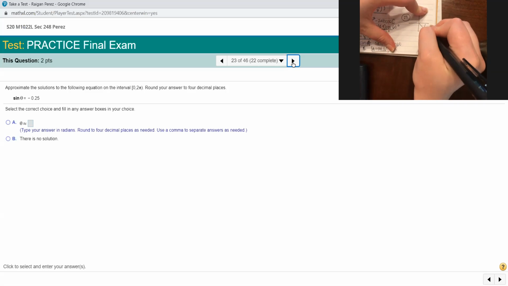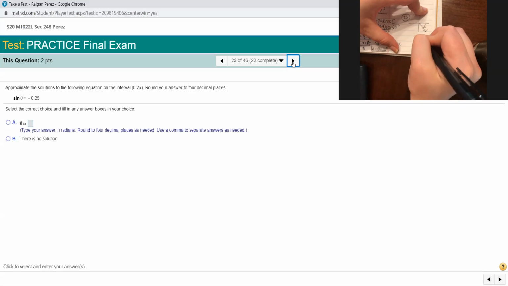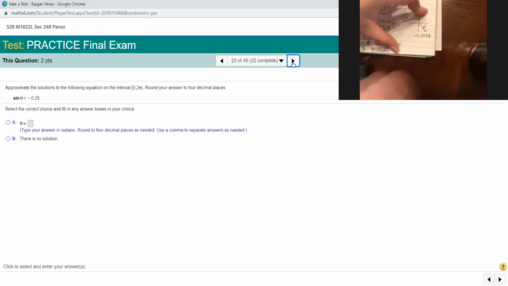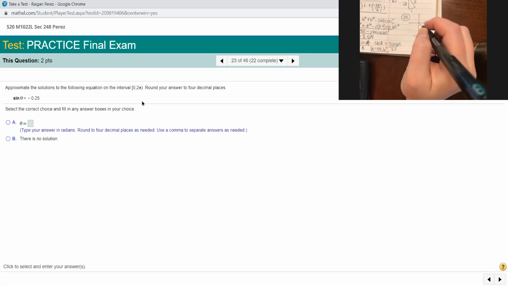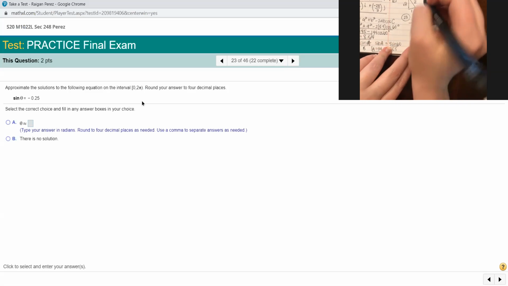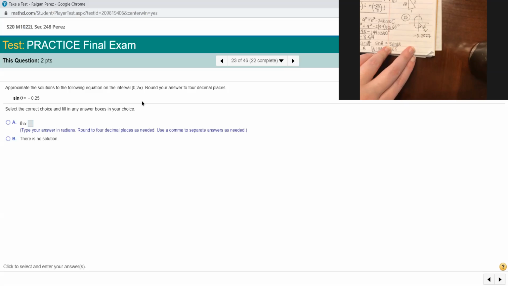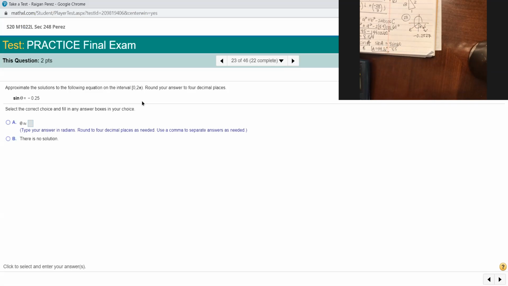Okay, but this is a negative angle. So it's giving me negative 0.2527 because it's 4 decimal places. But it wants only positive answers, and I know it wants positive answers because it says 0 to 2 pi right here. So I need to find the positive answers when sine is negative. Well, sine is negative right here, but instead of this one, I need this one. That makes sense. And then sine is also negative right here. So I need those two.